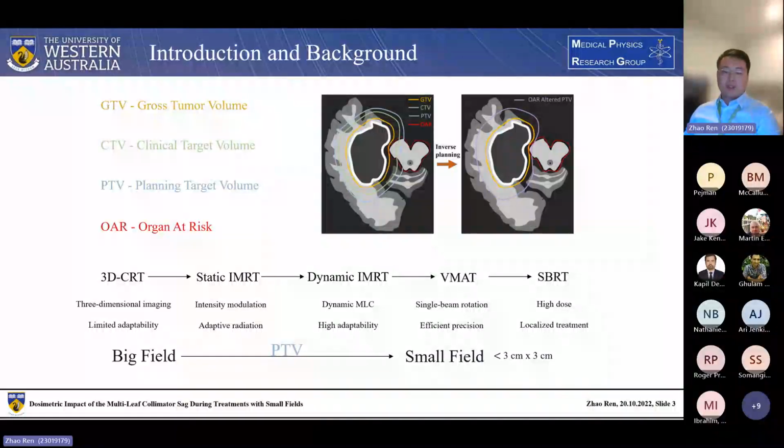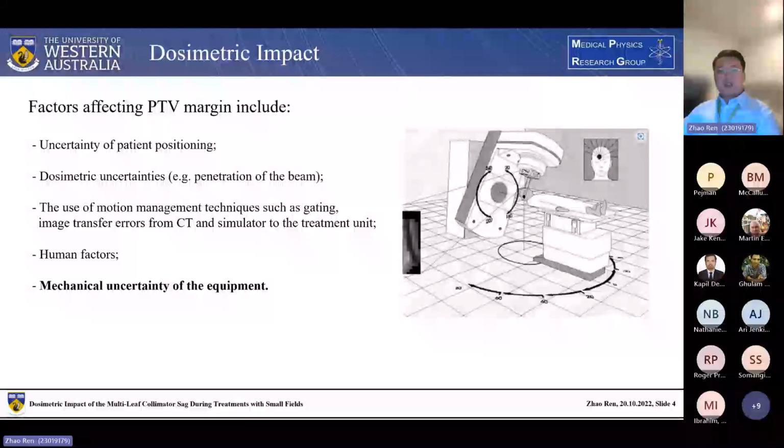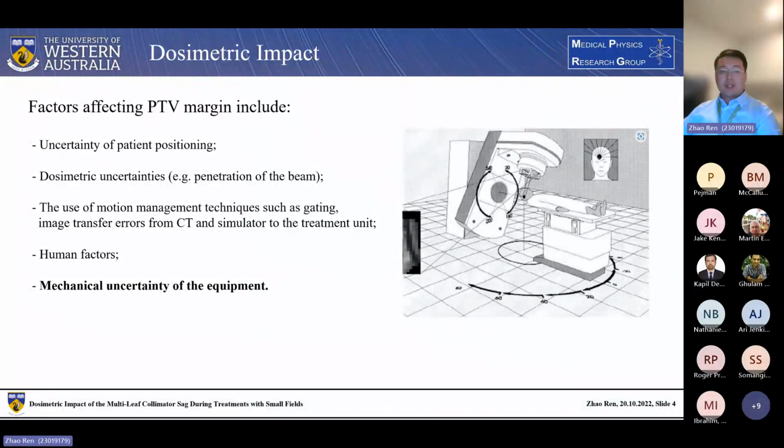And normally we consider a small field to be under a 3 centimeter by 3 centimeter area. There are so many factors affecting the PTV margin, which include the uncertainty of patient positioning, dosimetric uncertainties such as penetration of the beam, and of course the use of motion management technologies such as gating, and image transfer errors from CT and simulator to the treatment unit. And of course, human factors are also a big problem. And the most important part is the mechanical uncertainty of the equipment.